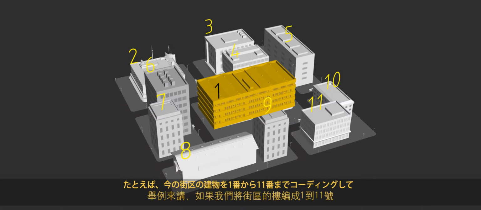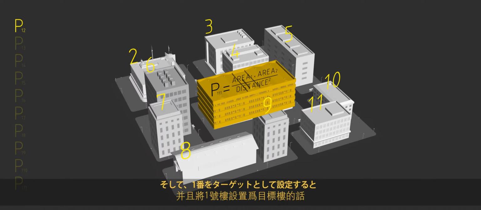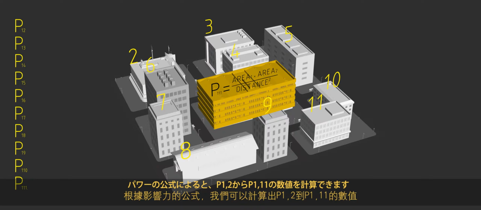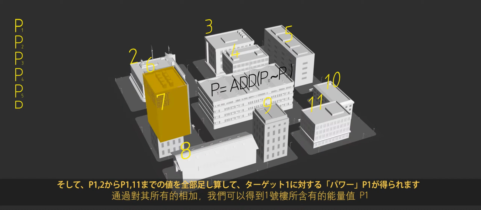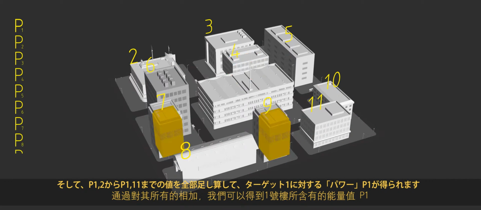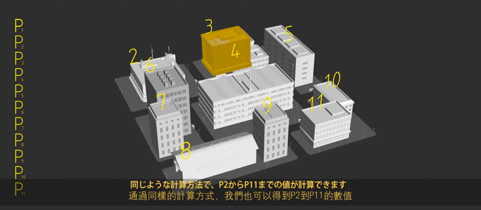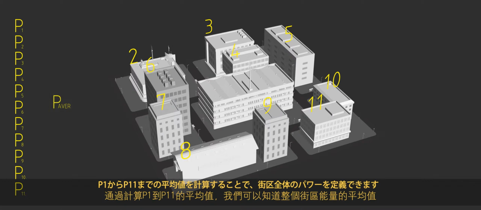For instance, let's code the buildings of this block from 1 to 11. At first, we set number 1 as the target building. Based on the power formulation, P11, P12, P13 to P111 could be calculated. Then by adding up P11 to P111, we can know the power surrounding building number 1 as P1. In the same way of calculation, we can also get P2, P3 to P11. Then by calculating the average of P1 to P11, we could get the average power of this block.